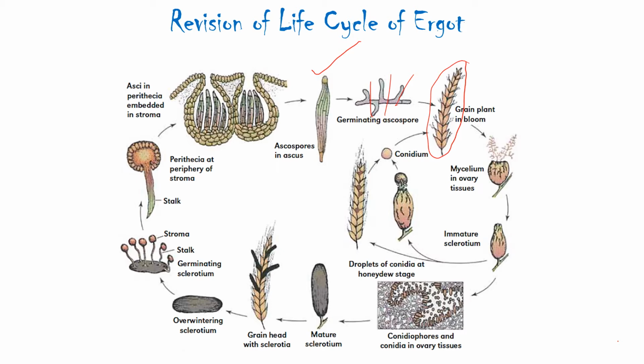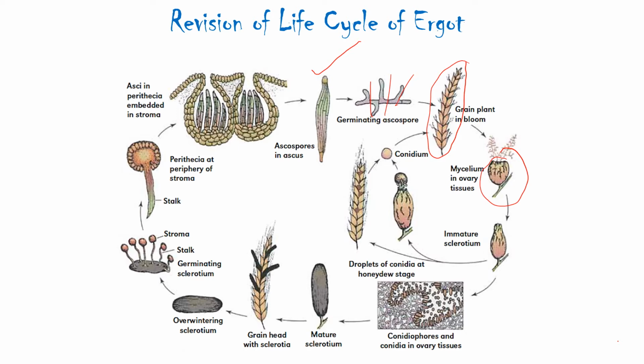This germination of the ascospore leads to the formation of hyphal strands which go on invading the wall of the ovary with the help of enzymes. In this way, the hyphae form a soft white mass of tissue over the surface of the ovary, which is called mycelium. And this mycelium is responsible to secrete the viscous and sugary fluid, which is called honeydew.